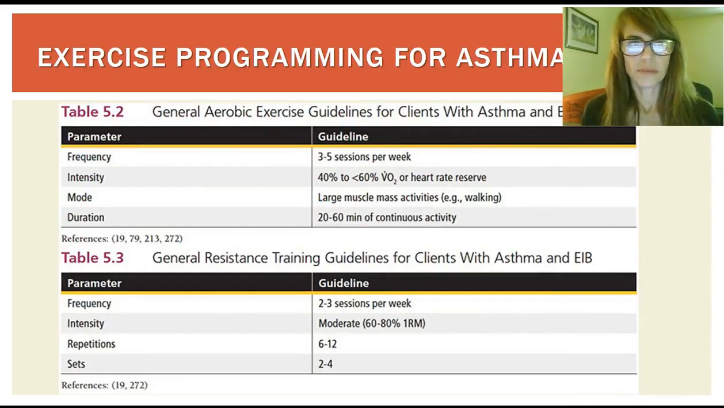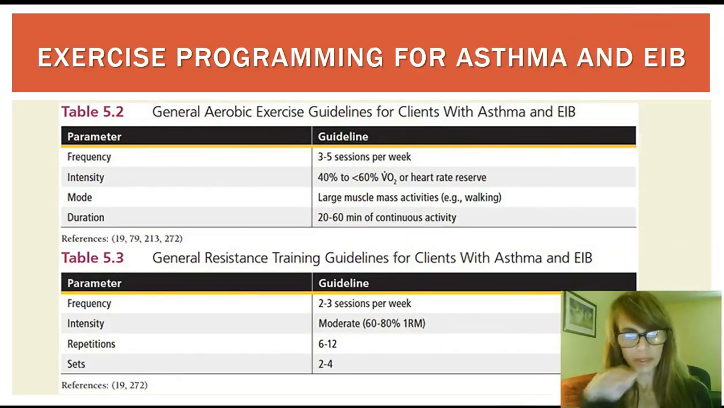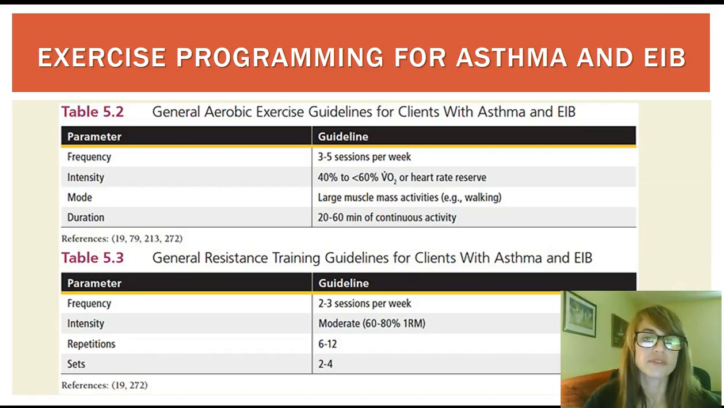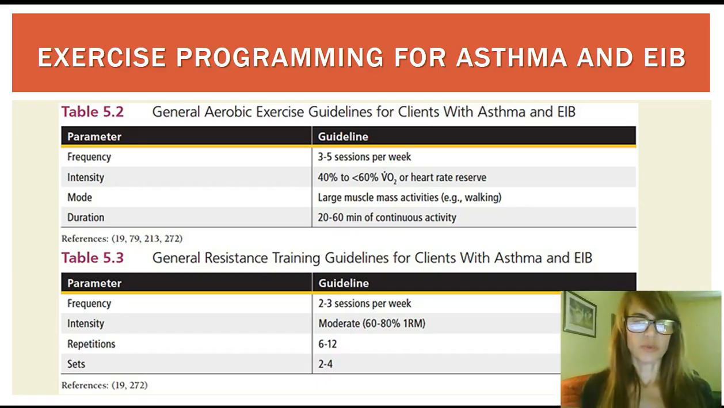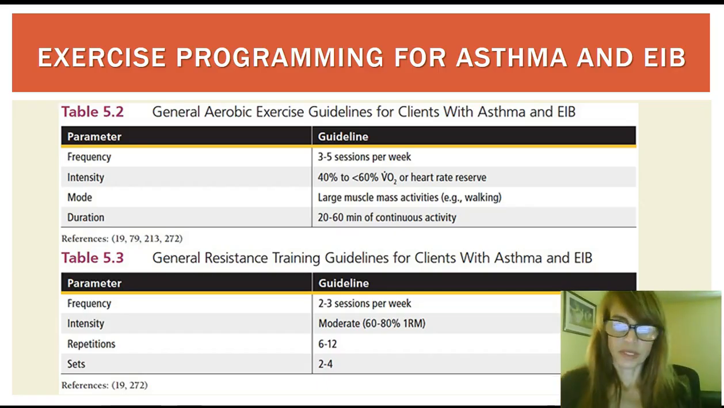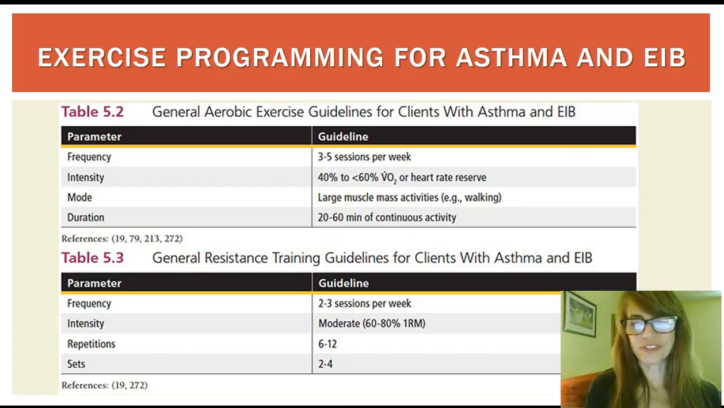So here is exercise programming for asthma and EIB. Three to five sessions a week at moderate exercise intensity, using the heart rate reserve. Remind you, the heart rate reserve is 220 minus your age, minus your resting heart rate, the Karvonen method. Focus on large muscle mass activities like walking, as opposed to the arm crank, for example, and work up to 20 to 60 minutes of continuous activity. Resistance training would be great, so that's not really any different. And work on the respiratory muscles would be good too.